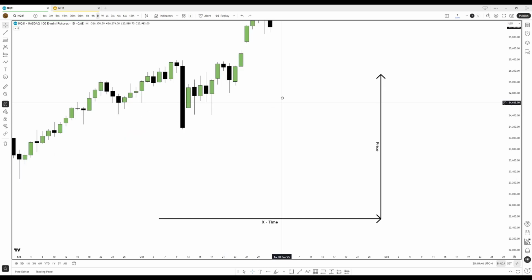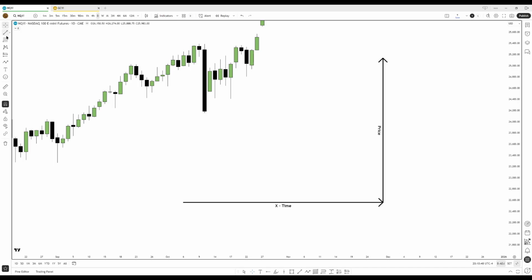Okay. So every candlestick has four points of data. Okay. It has an open, it has a low, it has a high, and it has a close. That's for the bullish candle. Open, low, high, close, that's bullish.